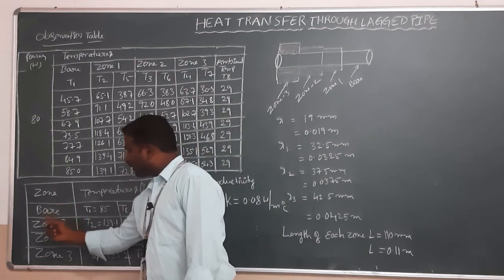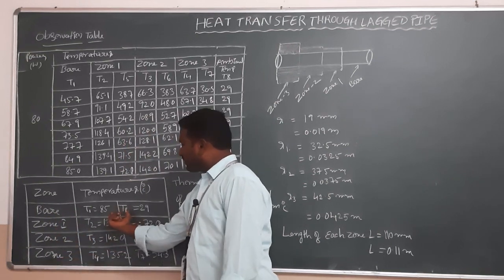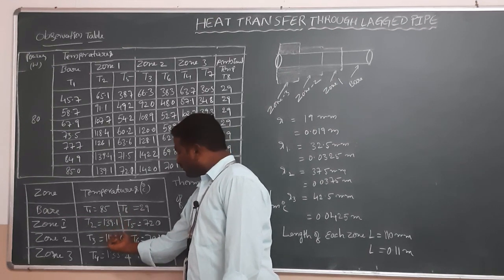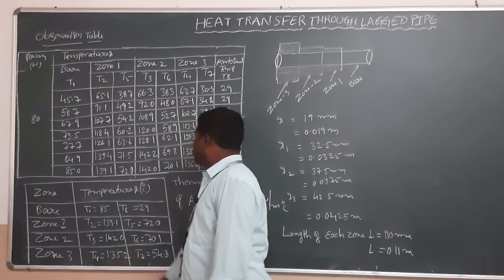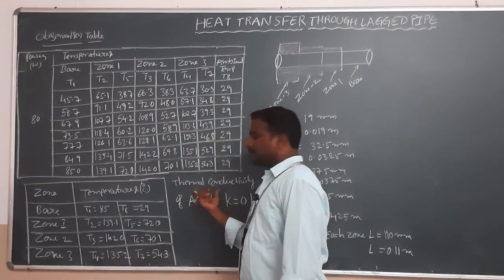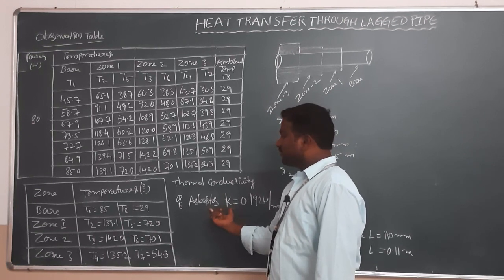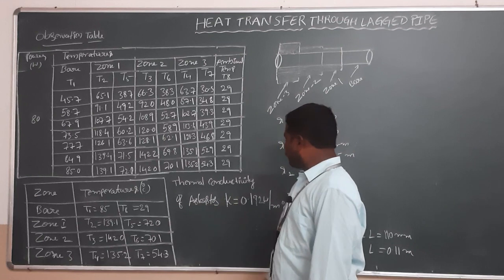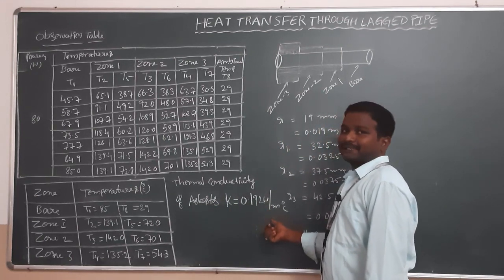In total there are four zones: the bare zone, zone 1, zone 2, and zone 3. These are the temperature readings of the bare zone, these are the temperature readings of zone 1, zone 2, and zone 3. And this is the thermal conductivity of the material we used for providing the insulation to the rod, and the value of that thermal conductivity is K equal to 0.192 watt per meter degree centigrade.